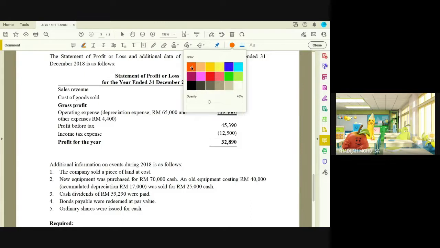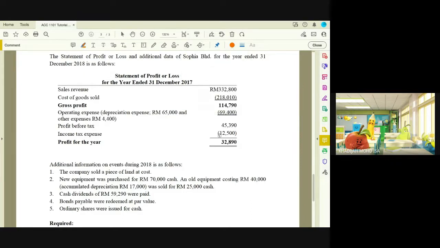Warna merah gelap sikit. Okay. So you have 32,890 as your profit for the year. Sales revenue, cost of goods sold, and then you have operating expenses whereby you have depreciation and other expenses of 4,400. Yeah, depreciation of 65,000. And then profit before tax, and then you have income tax.